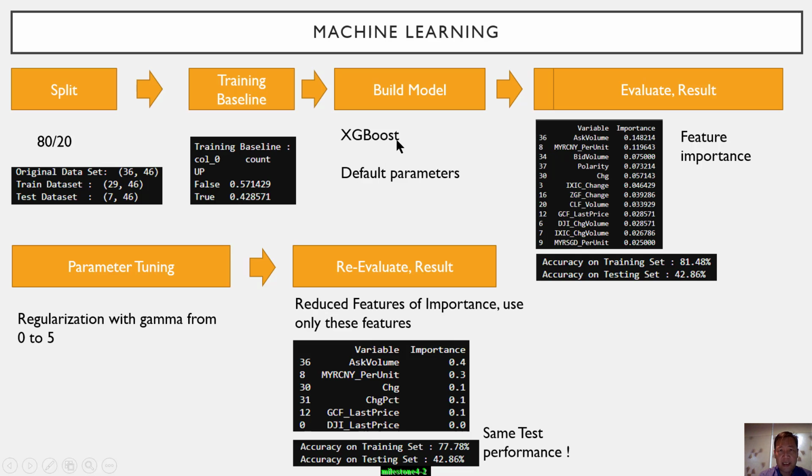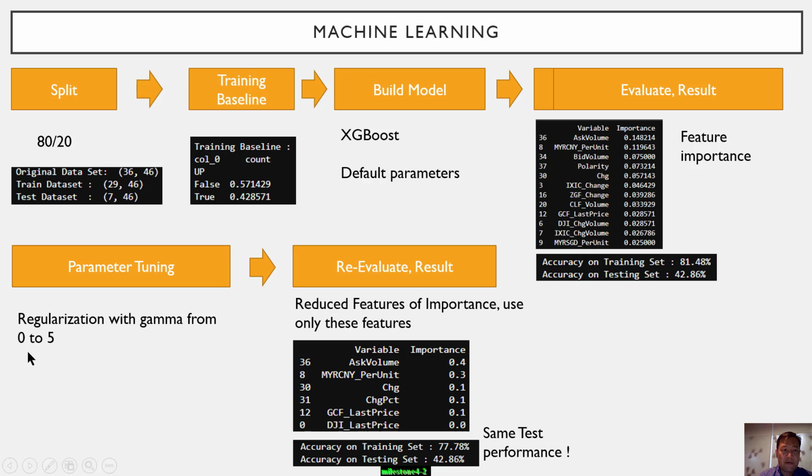I've chosen XGBoost as our machine learning algorithm, with default parameters. First run of the machine learning model, we have a training set accuracy of 81% and 42%, 86% on the testing set. So it's not very good, right? Maybe a bit overtrained. One of the features that XGBoost gives us is that it tells us which features are important, right? So based on this table, out of the 46 features, I pick just a handful of them into our next fine-tuned model.